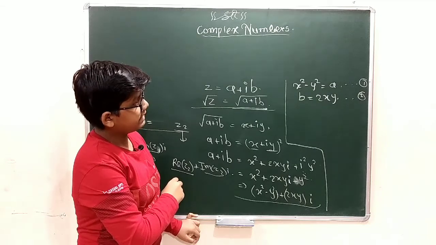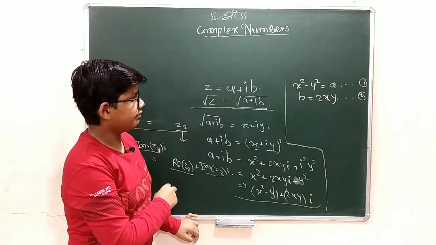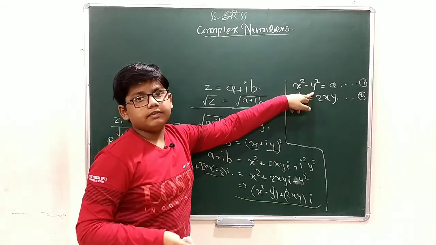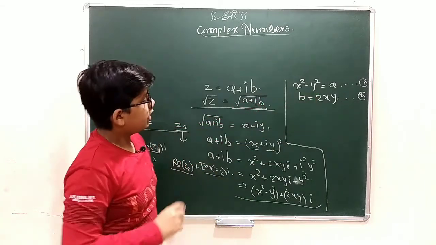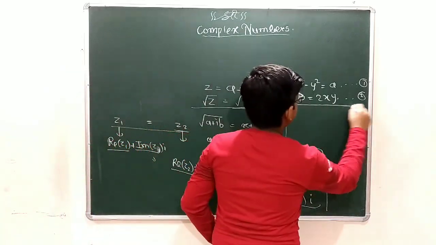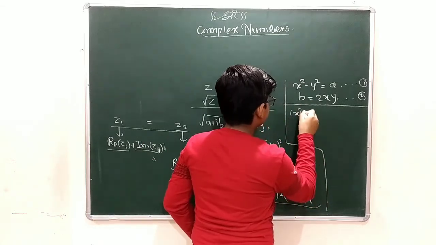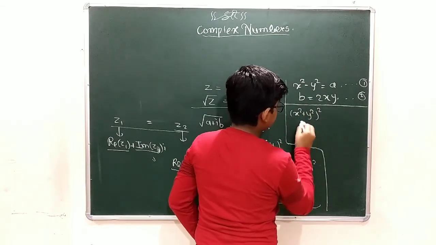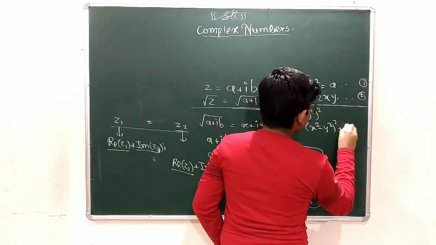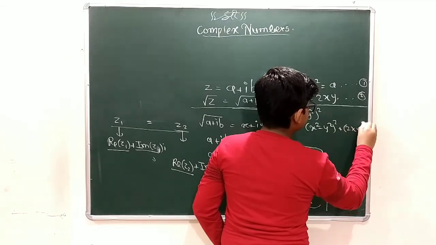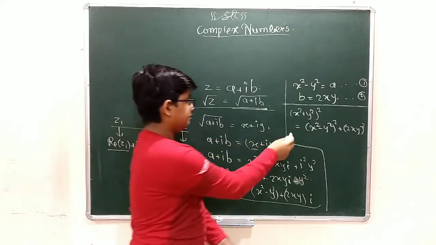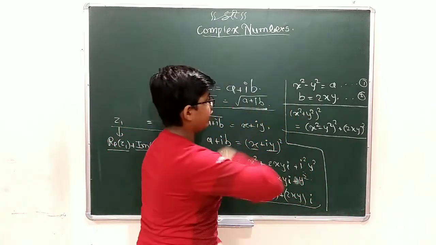Now what do we have to do? Can we find the value of x squared plus y squared? Yes, we can. x squared minus y squared is given, so if we find x squared plus y squared, we can find the values of x and y. We know the algebraic identity: (x squared plus y squared) whole squared is equal to (x squared minus y squared) whole squared plus (2xy) whole squared. By using this identity, we can find the value of x squared plus y squared.